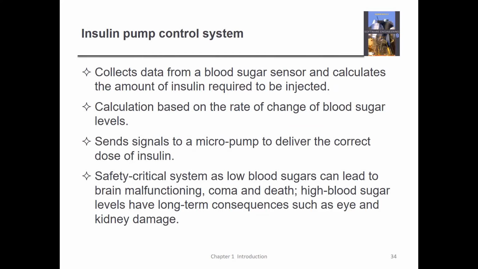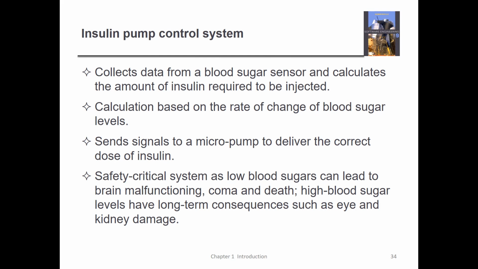The first one is the insulin pump control system. What are the things we should pay attention to? It collects data from a blood sugar sensor and calculates the amount of insulin required to be injected. So we should collect all the data from a blood sugar sensor and calculate the amount of insulin required to be injected. We make those calculations based on the rate of change of blood sugar levels as well.